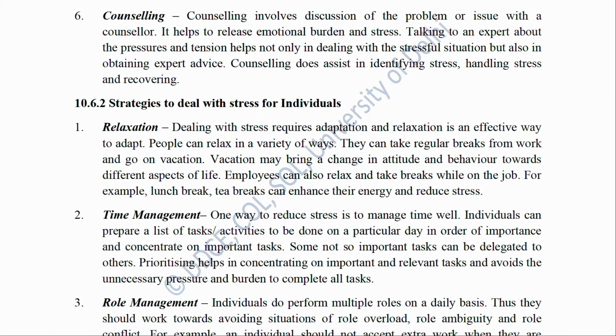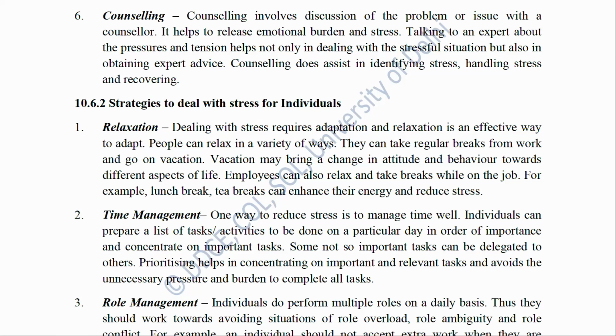10.6.2 Strategies to deal with stress for individuals. First, relaxation. Dealing with stress requires adaptation, and relaxation is an effective way to adapt. People can relax in a variety of ways. They can take regular breaks from work and go on vacation.